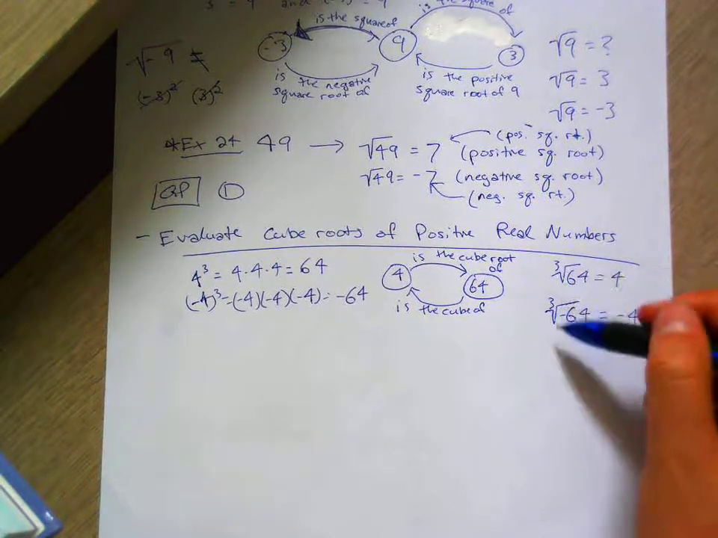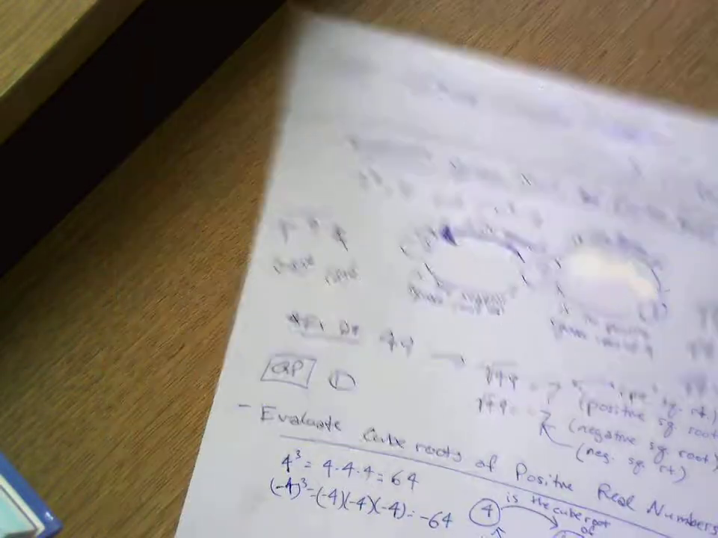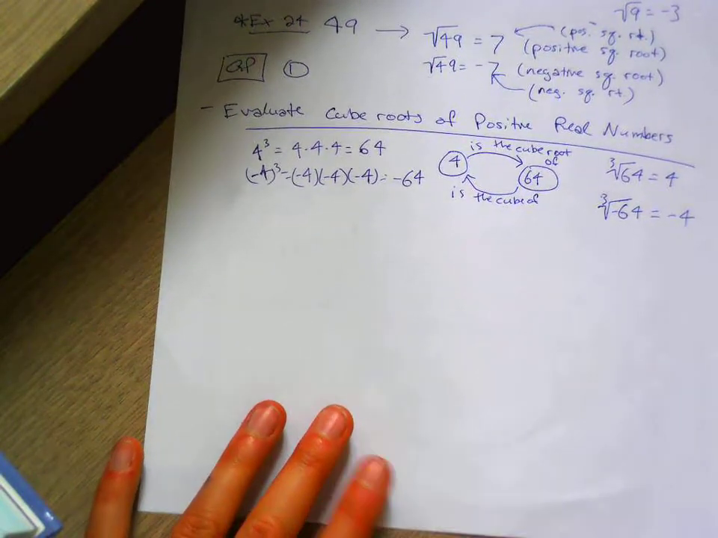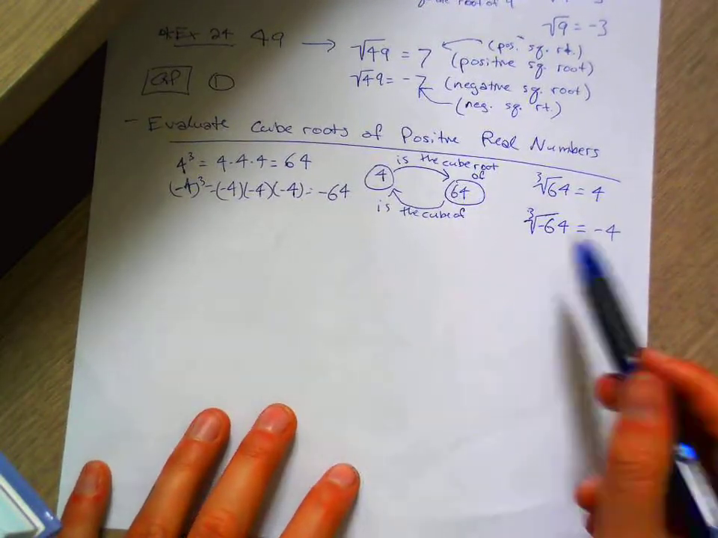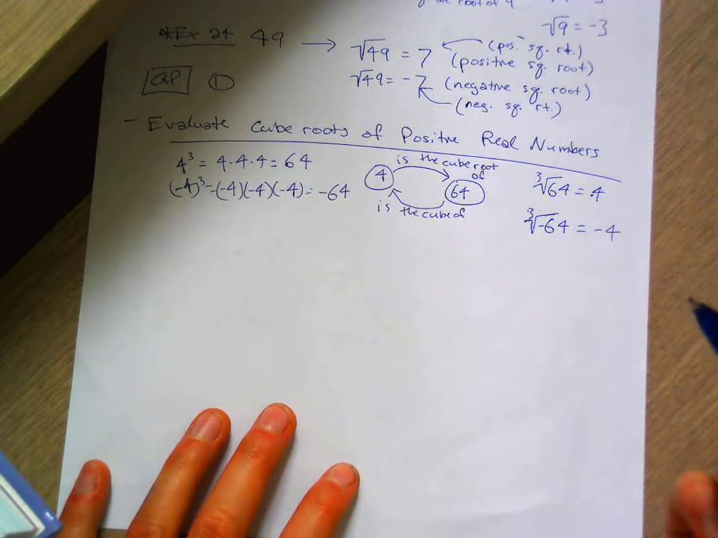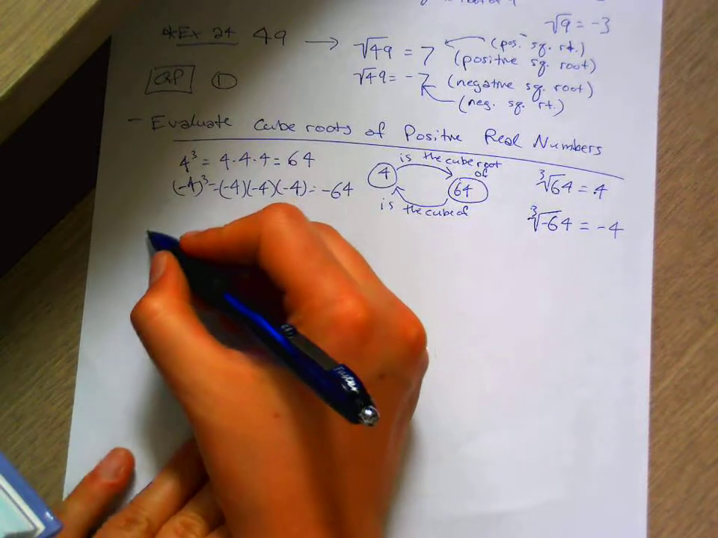So cube roots are different because you have an odd number here. Square roots, we have an even number because it's the power of 2. Cube roots, you have the power of 3, an odd number, so your signs have to be the same. We don't have two answers for just one thing. Let's try an example.